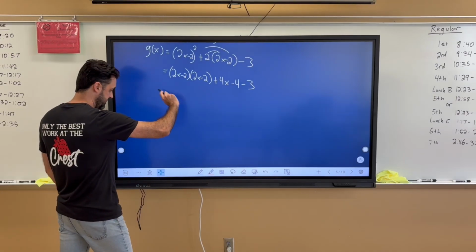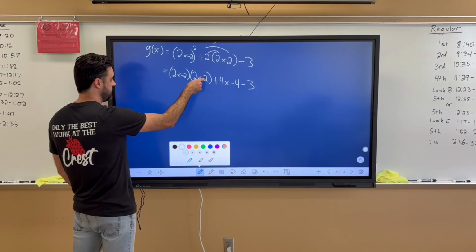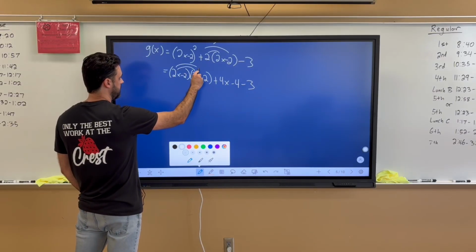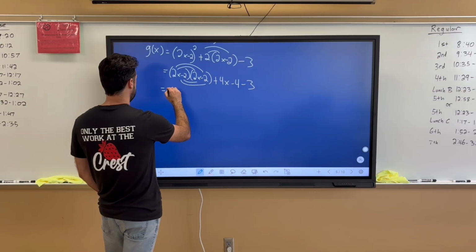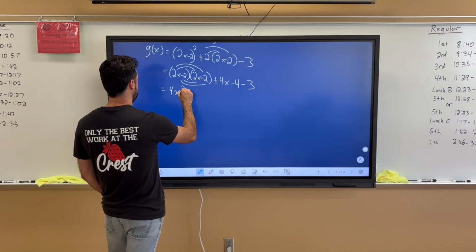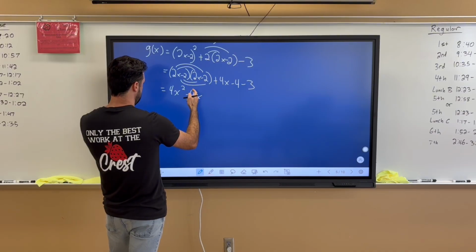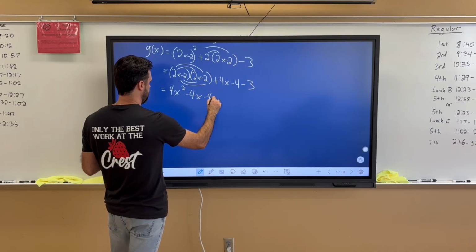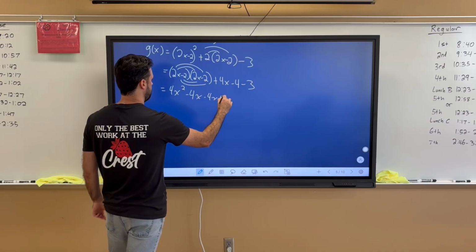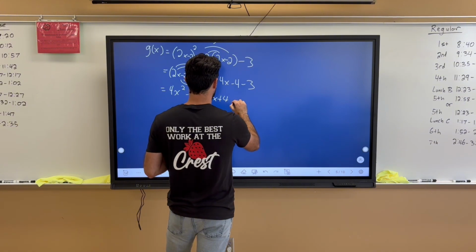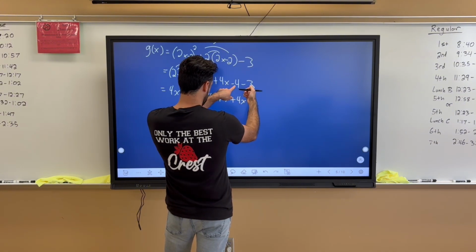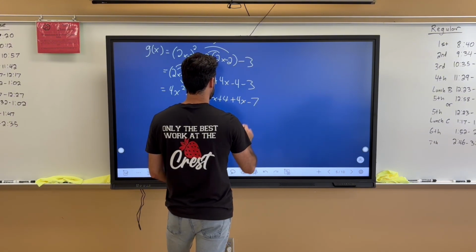So again, to keep simplifying, we have to FOIL or distribute both the 2x and the negative 2 to both terms here. So 2x times 2x is 4x squared. 2x times negative 2 is negative 4x. That also gives us negative 4x, and that gives us plus 4. All right, then we still have that plus 4x, and I'm going to combine those two to get negative 7, or minus 7.